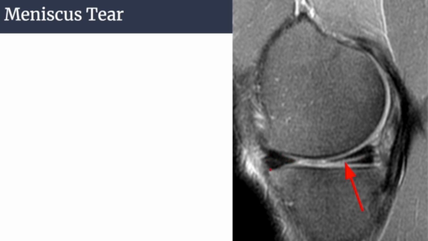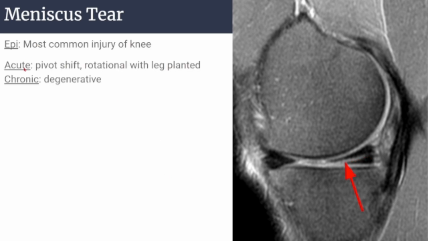Here's the anterior horn, nice little triangle. Posterior horn, nice little triangle. However, it has this lucency in the middle of it, which is indicative of a tear. It can be acute, as in the case of our patient here. It can be chronic and degenerative, which you can imagine can be managed differently.